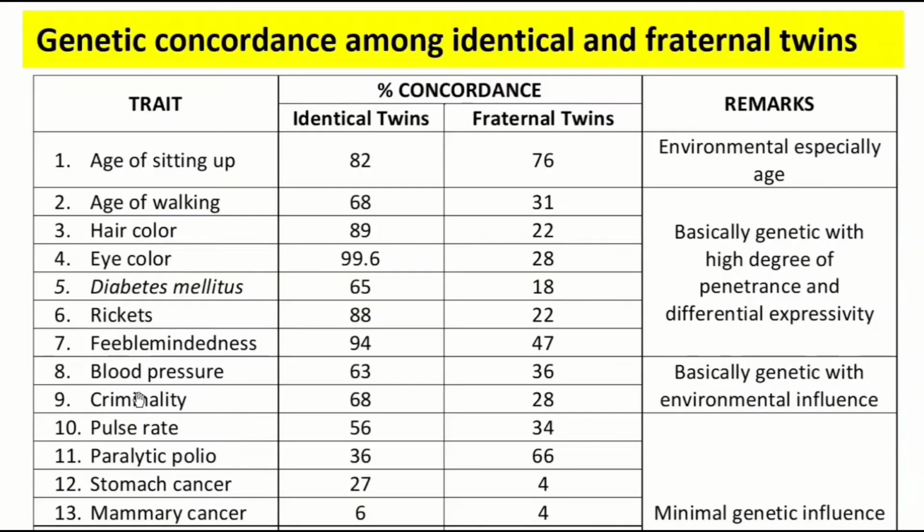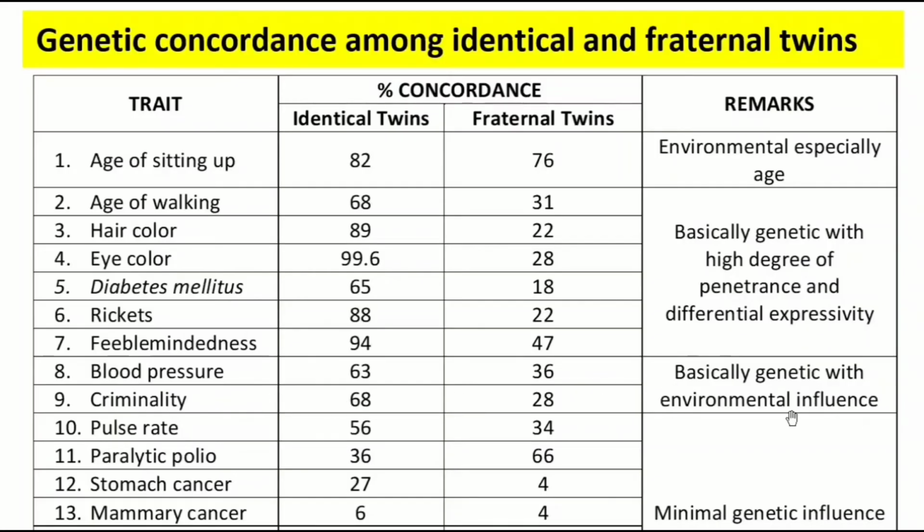Sa blood pressure and criminality, 63 and 36, 68 and 22, this is basically genetic with some environmental influence, di ba? So, because yung blood pressure, this could be affected by nutrition also and lifestyle. Kaya meron siyang remark na with environmental influence. So, sa criminality naman, hindi naman ibig sabihin na kapag mataas na yung criminality factor ng isang parent, mataas na rin yung criminality factor ng isang offspring.